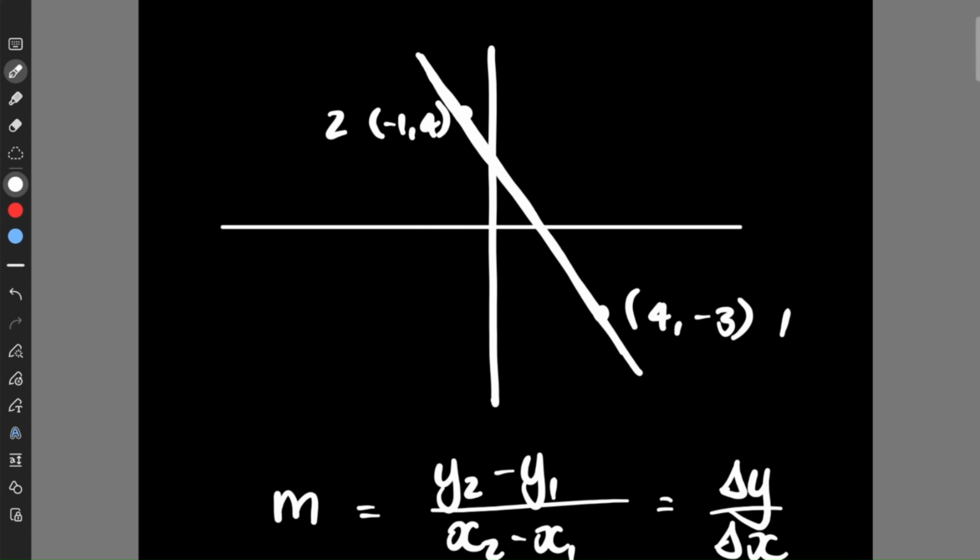It's not very complicated. There are other examples and other situations where you're not given coordinates, but you are given maybe a part of the equation of the line. But I will make another video explaining those different examples.